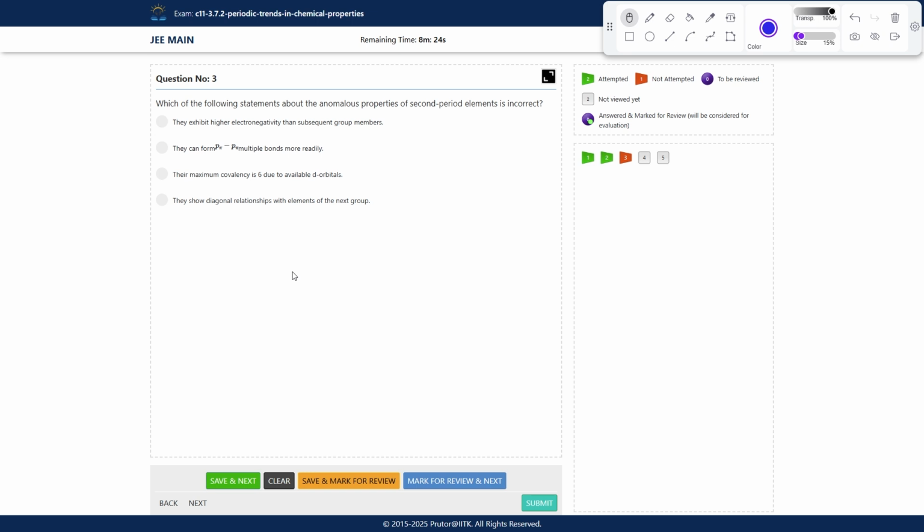Next, which of the following statements about the anomalous behavior of the second period elements is incorrect? They exhibit higher electronegativity than the subsequent group members. They can form p-pi bonds, multiple bonds. Their covalency is 6 due to available d orbitals, and they show diagonal relationship with the elements of the next group. So which is the incorrect one? You have to look for the incorrect one and not the correct one. So this is important to note here.